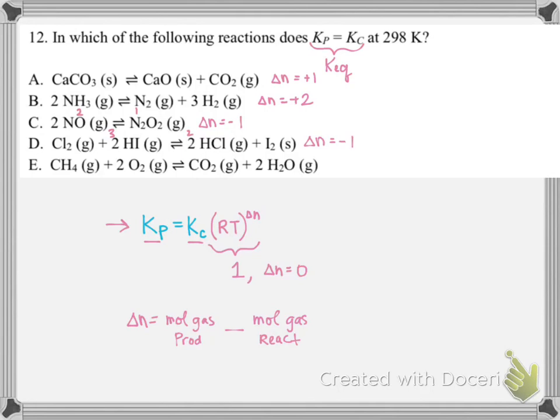And then in E, we have a total of 3 moles of gas on the left and 3 moles of gas on the right. So our delta N here is going to be equal to 0, and that would mean Kp will be equal to Kc.